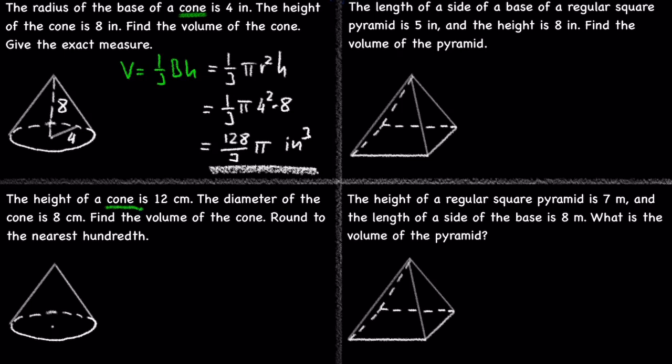The height of a cone is 12 centimeters. The diameter of the cone is 8 centimeters. Find the volume of the cone. Round to the nearest hundredth.